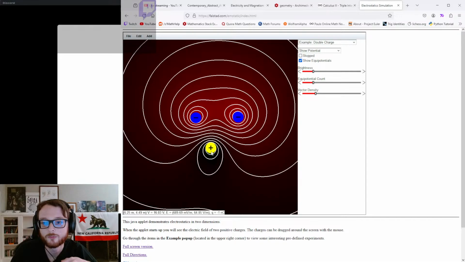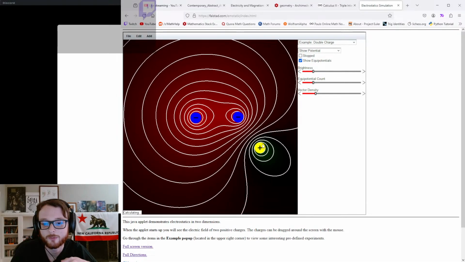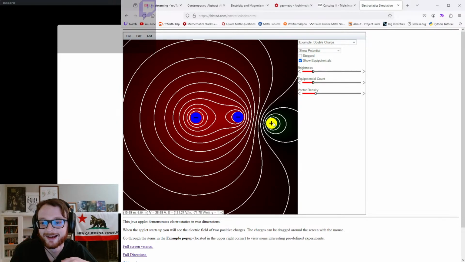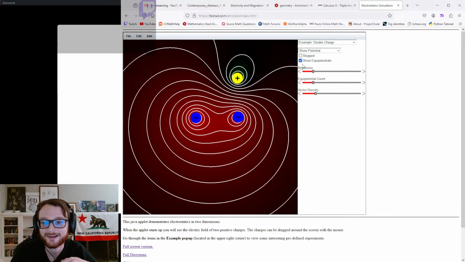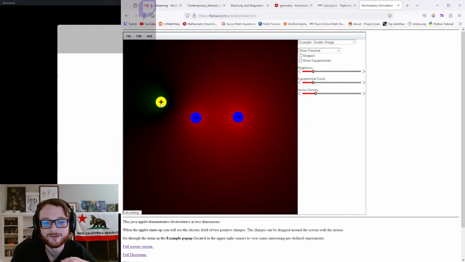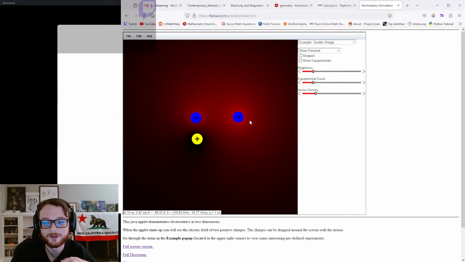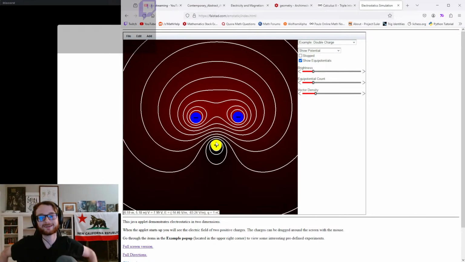Potential. Ooh. I don't know what this means, to be honest. It looks cool, though. I don't think... Huh. I assume... Yeah, I don't know. I think there's something to it. I don't know how to interpret it, though. For a test charge. I think it's showing potential for a test charge in that configuration.